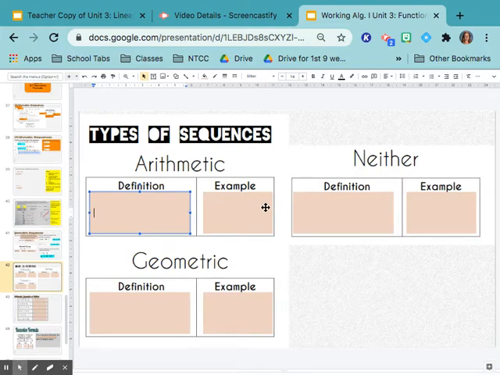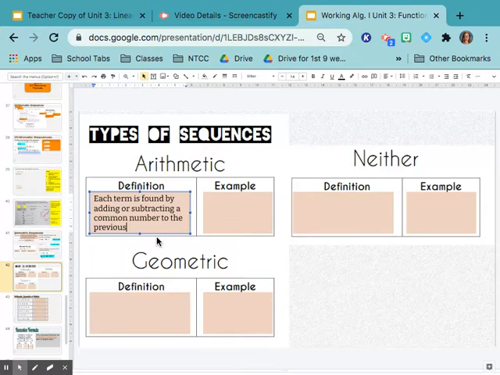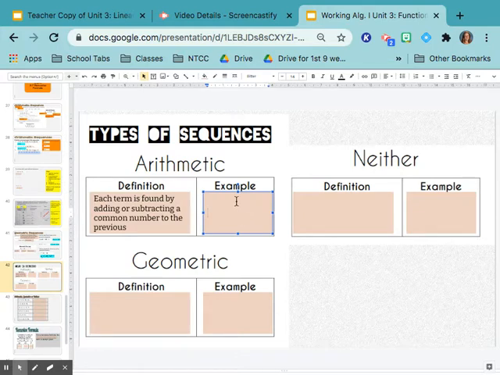So arithmetic would be each term is found by adding or subtracting a common number to the previous term. So an example would be, let's do multiples of 5: 5, 10, 15, 20, 25.